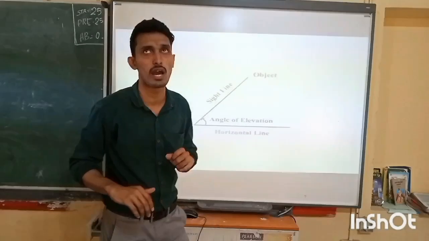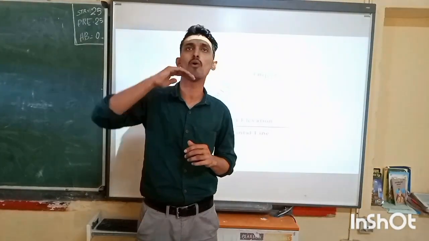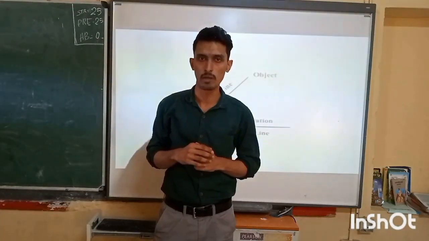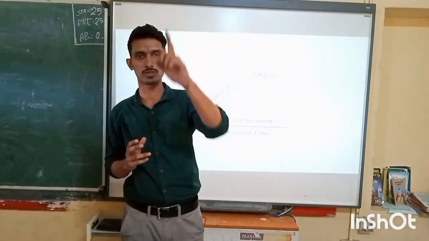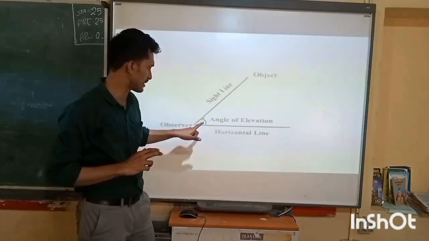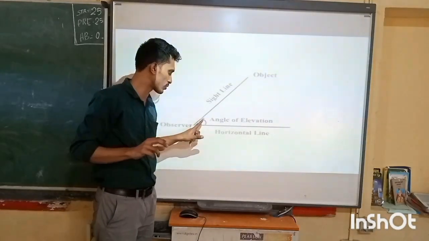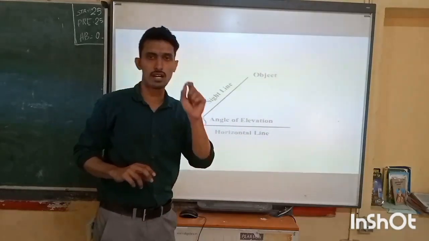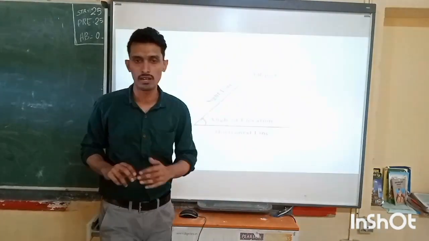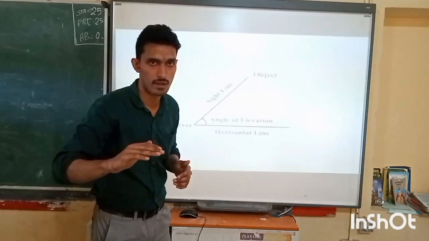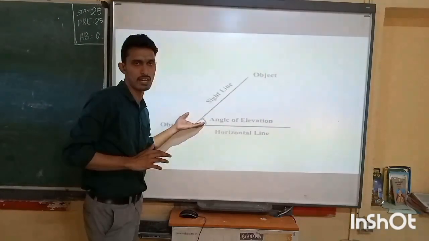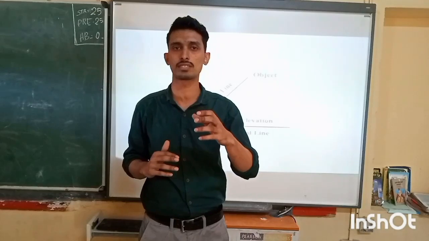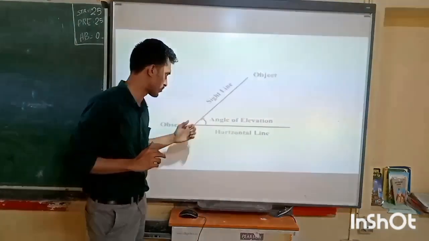Whenever I am viewing an object above that horizontal line, definitely there will be an angle formed between the horizontal line and the line of sight, right? So that is this angle. This angle is called angle of elevation. This horizontal line is just an imaginary line parallel to the ground level, and with the basis of this line we are finding the angles. This horizontal line can also be considered as the baseline in application of trigonometry.